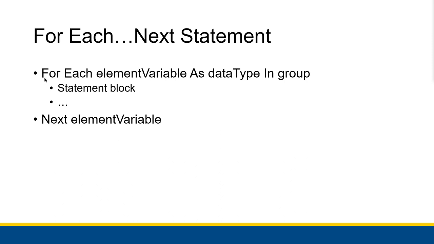We're saying for each element variable, we type in a variable name right here, as data type in group. A data type would be the type of that element in the group. So for the string array that we were talking about, this data type would just be string. And the group would be string rates. And then we have our statement block like we normally do in a for loop. And then you type next and then the element variable.